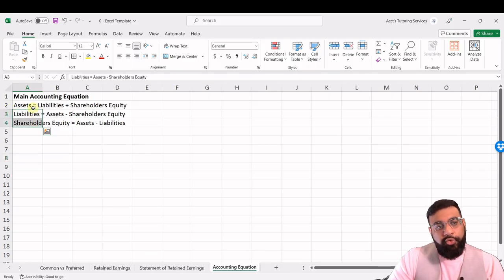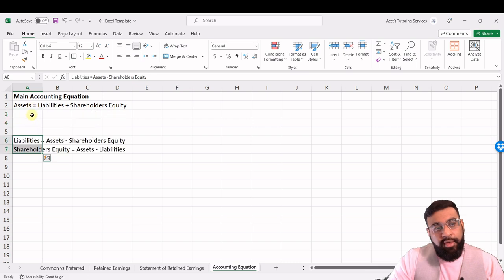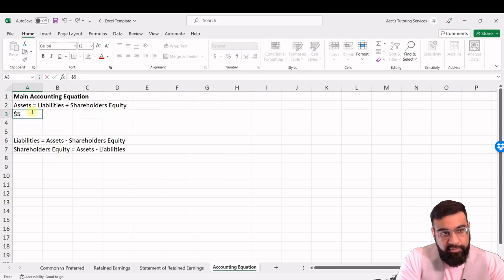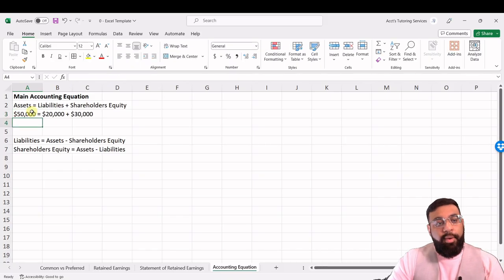Correct? So let's just do a quick example. Let's just say the assets of a business are 50,000. If the liabilities are 20,000, then shareholders' equity must be 30,000. Because remember, this must always remain in balance. 20,000 plus 30,000 equals 50,000.